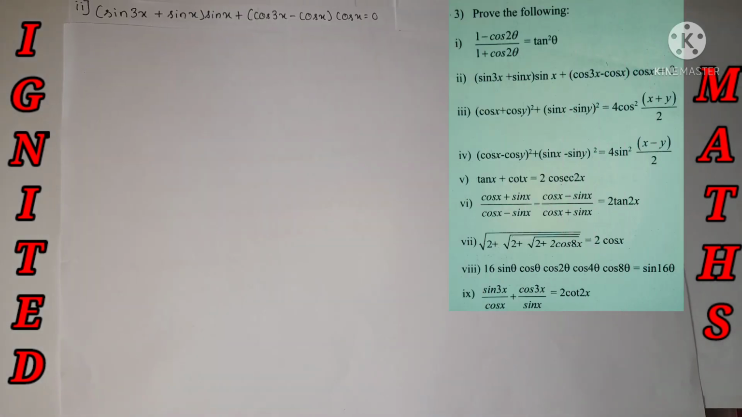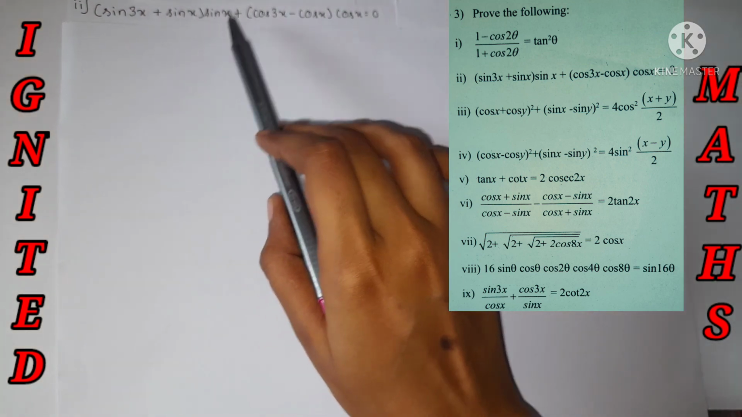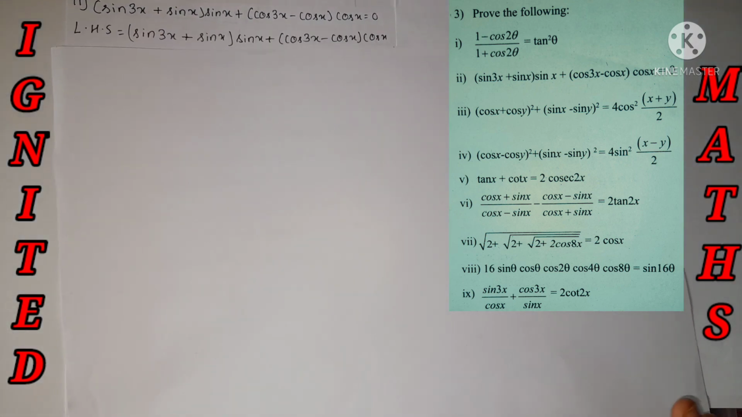Second sub question: the LHS value is given and the RHS value is given as 0. So from the LHS we need to put the values accordingly from the formulas and prove that RHS is equal to 0. It's nothing but (sin 3x plus sin x) into sin x plus (cos 3x minus cos x) into cos x. This is my LHS value.